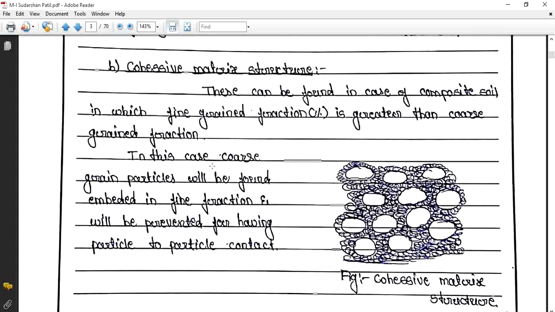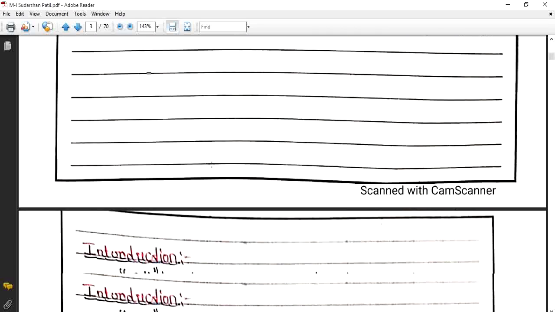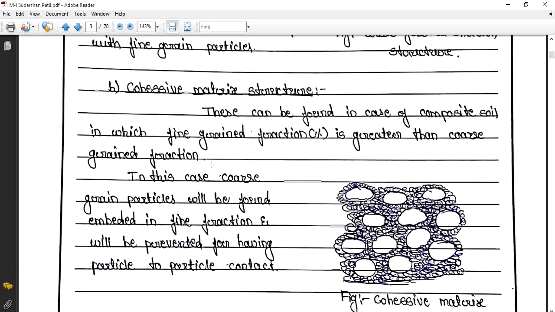In this case, coarse grained particles will be found embedded in the fine fraction and will be prevented from having particle to particle contact. You can see coarse grained particles are not at all having particle to particle contact here. Coarse grained particles are embedded in fine grained particles, which prevents particle to particle contact. So this is what I wanted to say about soil structure.